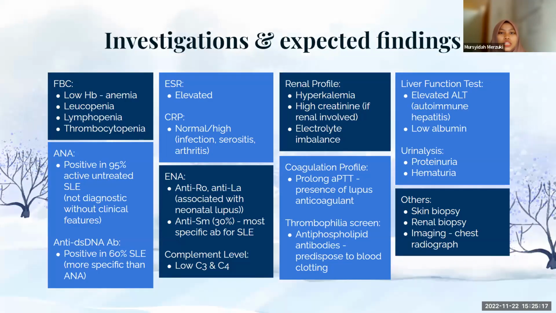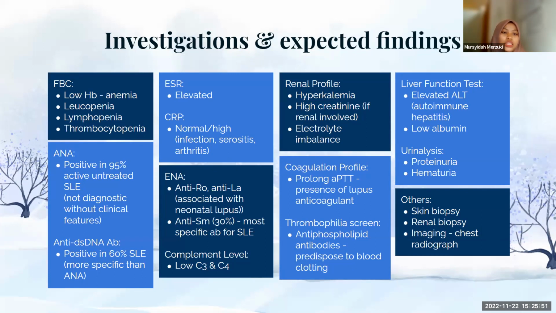Next, we go through the investigation and expected finding. We can do the routine blood test like FBC, ESR, CRP, or if we want to see whether it affects the system, we can see the renal profile, liver function test, or urinalysis. And more specific investigation like anti-nuclear antibody or extractable nuclear antigen. ANA functions to detect the presence of autoantibody in the blood. Meanwhile, for the ENA, we want to know what kind of antibody is there.